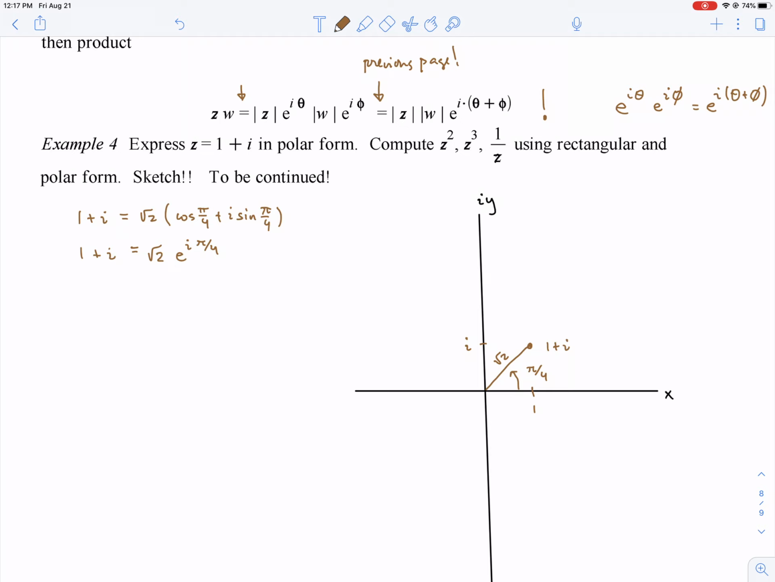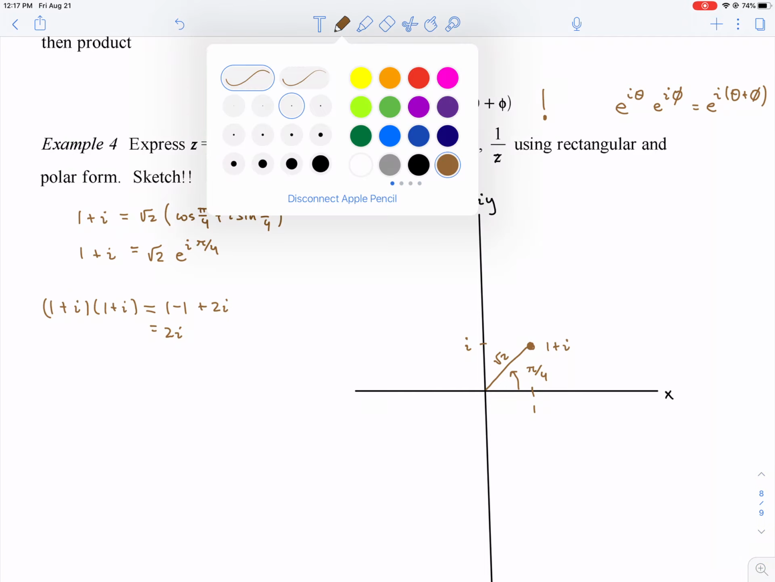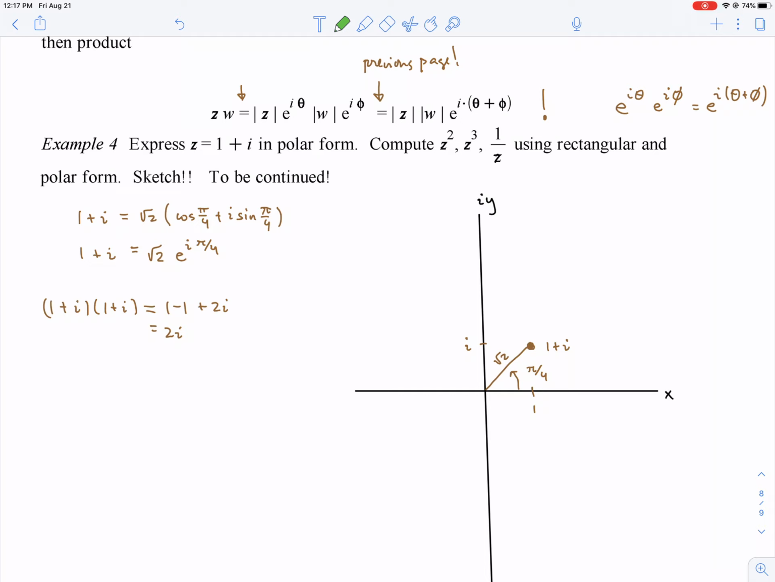Okay, so let's compute 1 plus I squared in Cartesian coordinates. I get 1 plus I squared is minus 1, and then I'll get plus I plus I, so that's 2I. So here was 1 plus I, and 1 plus I squared is 2I.